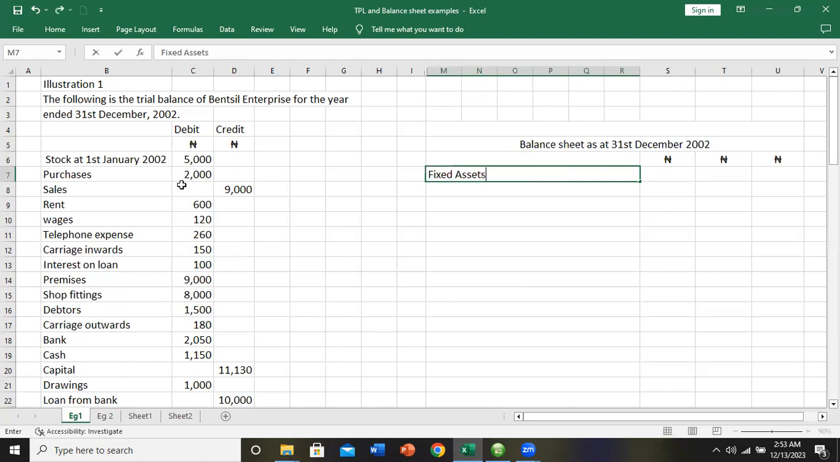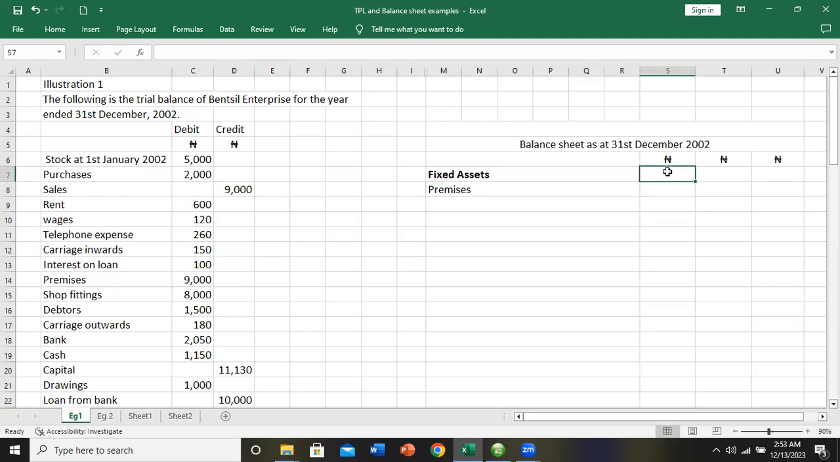So my dear student, let's go through this question and fish out the fixed assets. So moving from top, we have stock, purchases, sales, rent, wages, telephone, premises. So you see the first fixed asset here is the premises. And I believe you all agree. And you'll find this asset at the debit side of the trial balance. So you put in your premises.